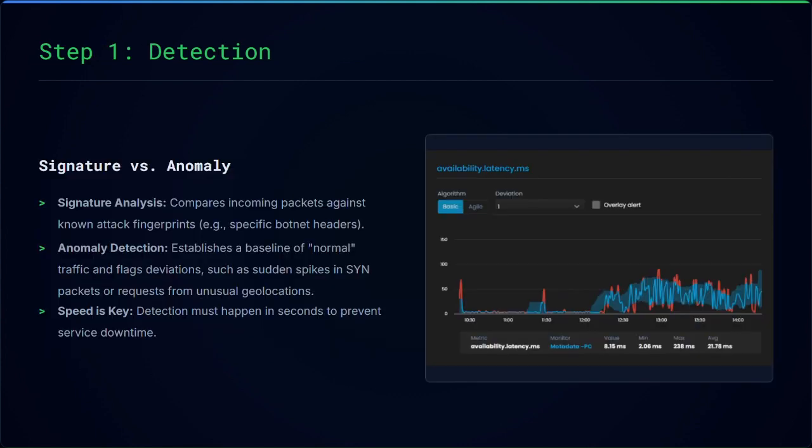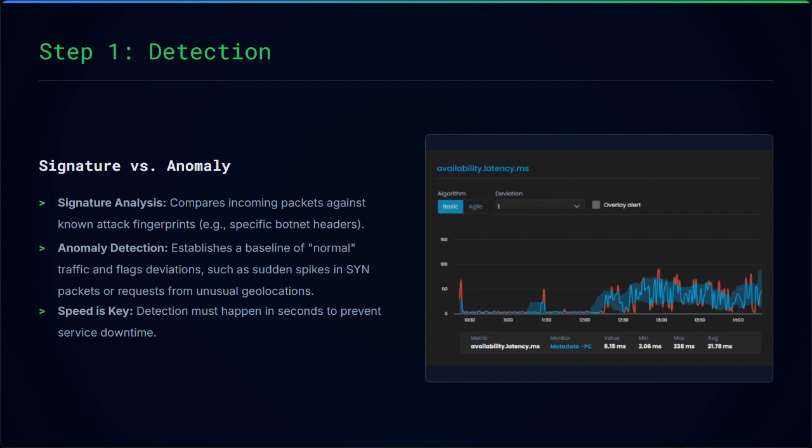So the first step, detection. The challenge is basically knowing if it's an attack or just a very busy day, like a holiday sale. Our tools rely on two main methods. The first one is signature analysis, which is like having a database of known criminal fingerprints. So if we see an exact match, we can block it.